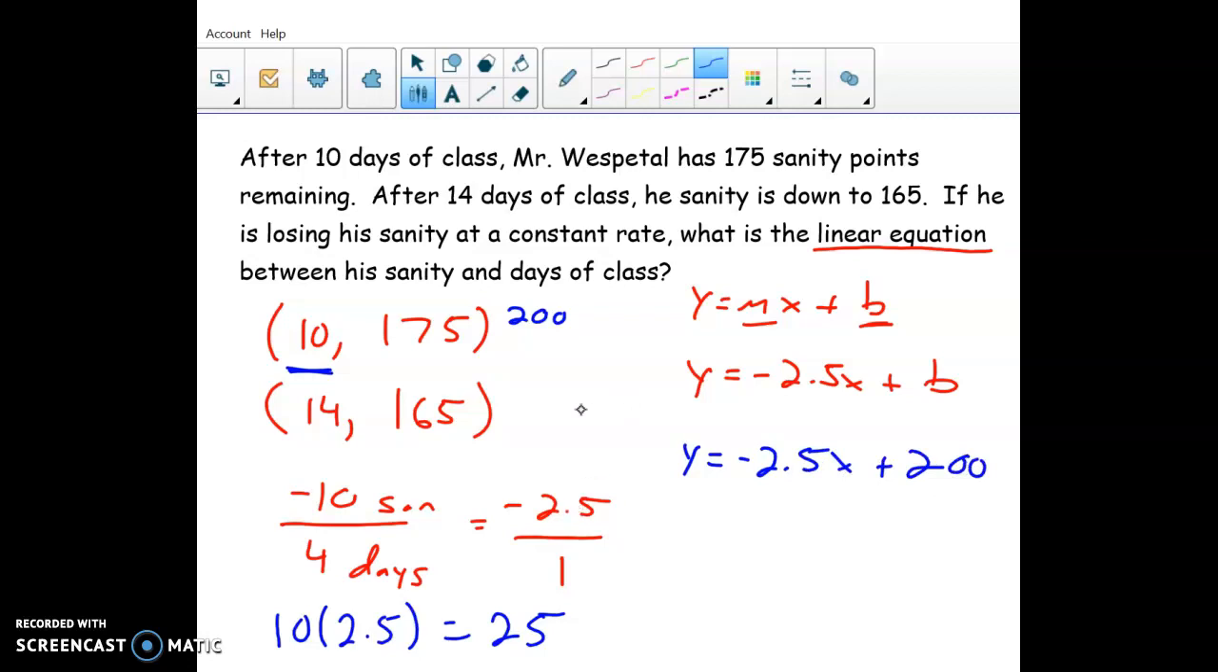Right? And you also could put it in point slope. Right? That would have been another option, is to take this slope and take this point, write it in point slope and convert. But that would get you the same thing here.